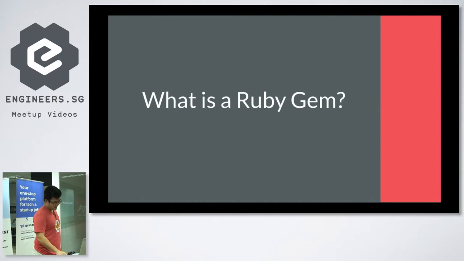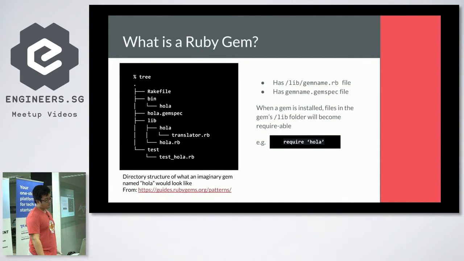This is a Ruby gem. Basically, a Ruby gem needs to fulfill two requirements. Basically, needs to have a gemspec file, needs to have a lib folder, basically. So once you have a gem like this, and this is an example pulled off of the RubyGems website, a hypothetical gem called Hola, you would, after installing this gem, be able to write require 'hola' inside your Ruby code, and that would require the lib/hola.rb file into your Ruby program. That's basically it. That's all a gem is.